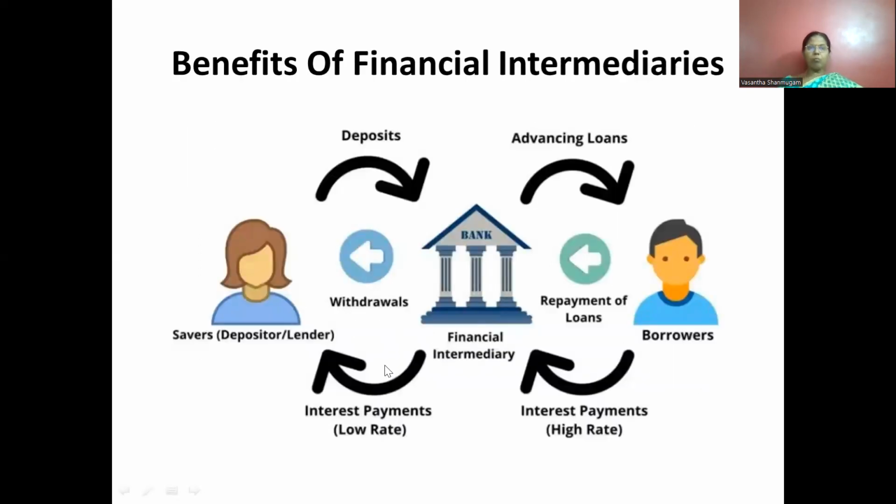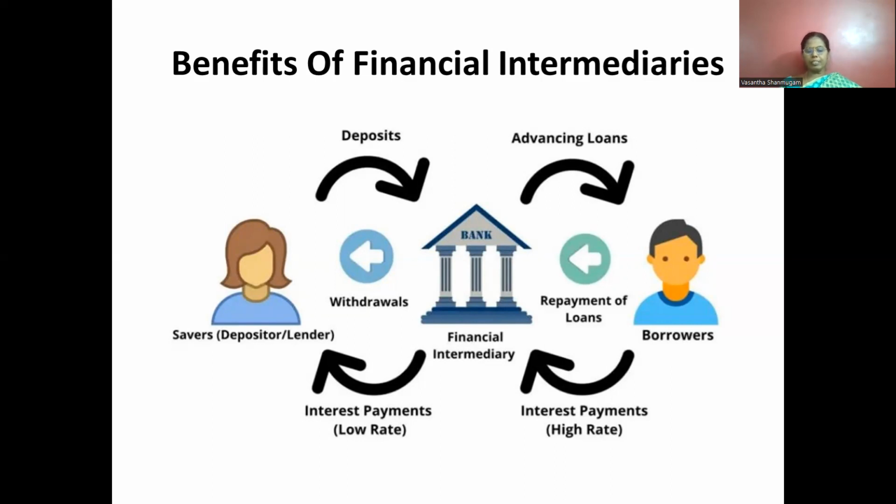Now, before moving on to the functions of the financial system, we should have an idea about financial intermediaries. There are so many intermediaries in between savers, that is depositors, and borrowers. Here you see the two people at the extreme left and extreme right. In between these two, many things are happening, which we can understand with this diagram. Before going in depth about how this works, let me explain what is meant by financial intermediaries.